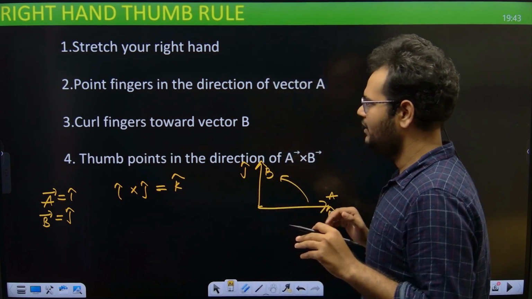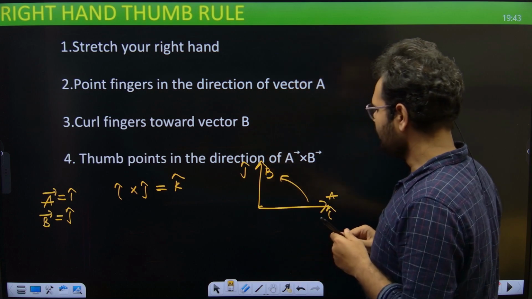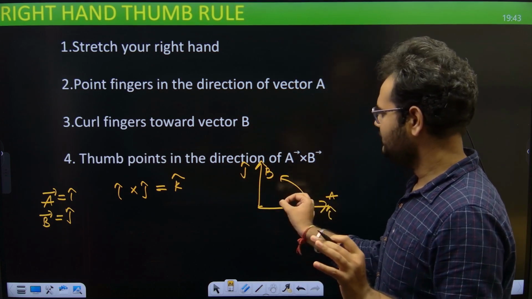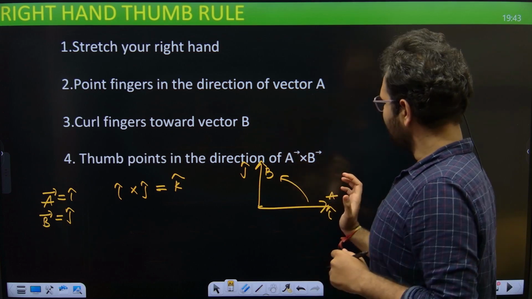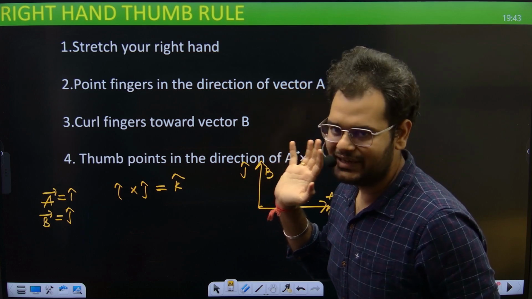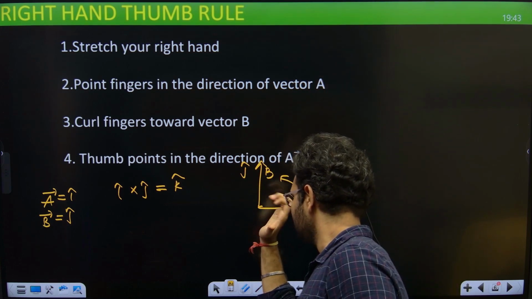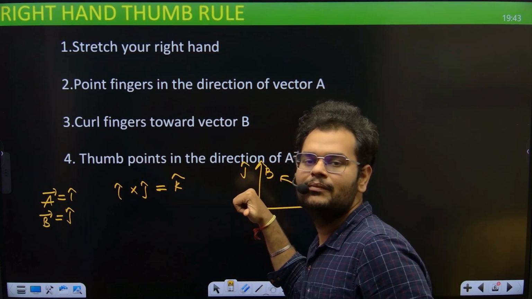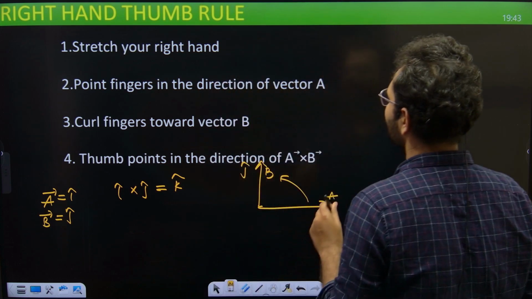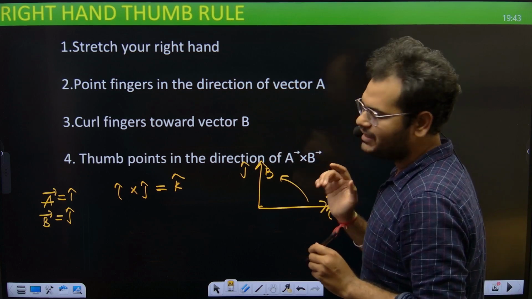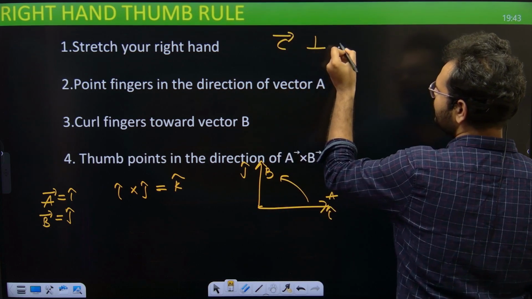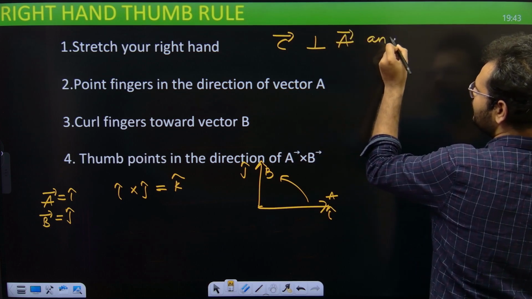Once again. First, what I said, A and B vectors are there. I simply represented the A and B vectors on the x and y axes, right? After that, I am curling the four fingers of my right hand from A to B. So this is from A to B, and this thumb will tell me the direction of the C vector. One very important thing I want to tell you: can you see that this C vector is perpendicular to A vector and B vector?